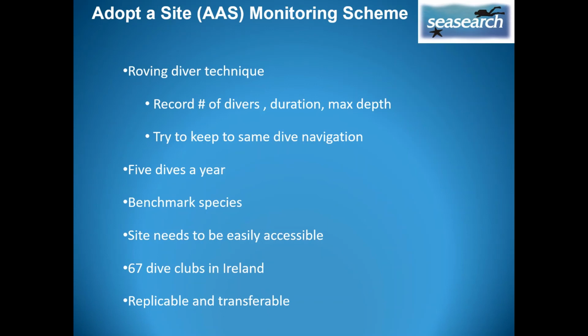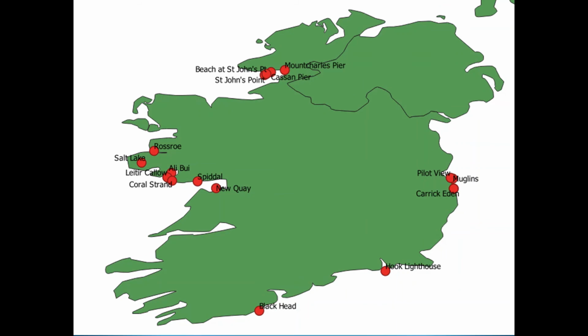And then we encourage people to do the same dive navigation every time, so that you're recording in the same areas. They do 5 dives a year: May, June, July, August and September. That means it has to be a site that's easily accessible during summer months. But it's very replicable and easily transferable, and it's a lot more collaborative, so people who don't have a major interest in filling out forms can still get involved in the club. At the moment we have a large number of sites spread out over the country, but we're always looking to recruit more divers, and particularly we'd like to hear from some divers in Clare and Kerry.